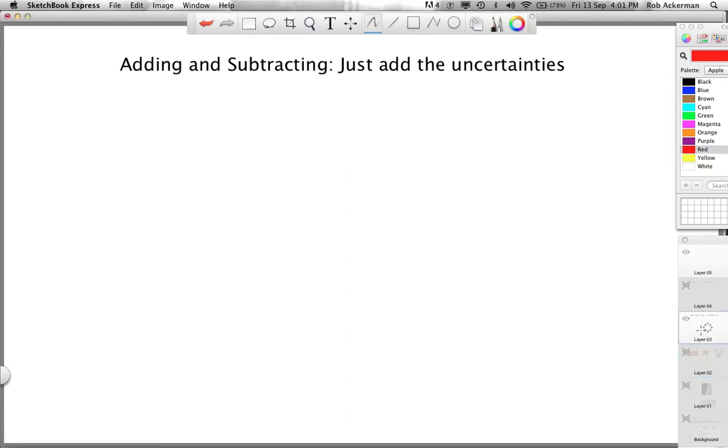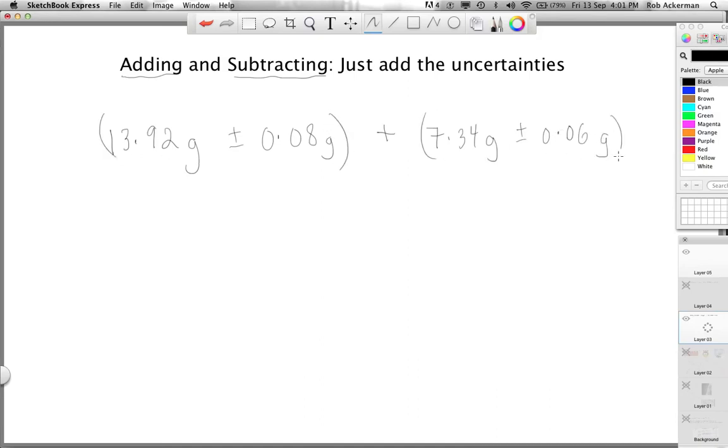So, first of all, you're going to be taking numbers in this class, and of course you're going to be adding and subtracting them. For example, someone might say, okay, I have measured 2 masses and I want you to add them. Suppose we've got 13.92 grams plus or minus 0.08 grams. And maybe this is the mass of some object that we are adding to some other object at 7.34 grams plus or minus 0.06 grams.